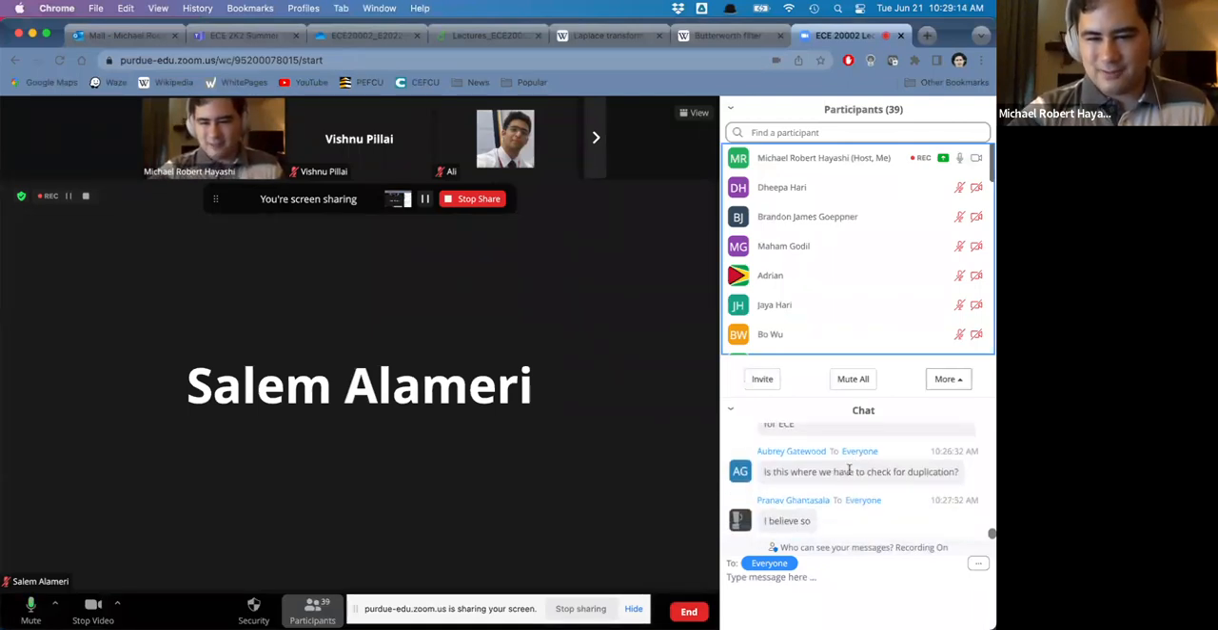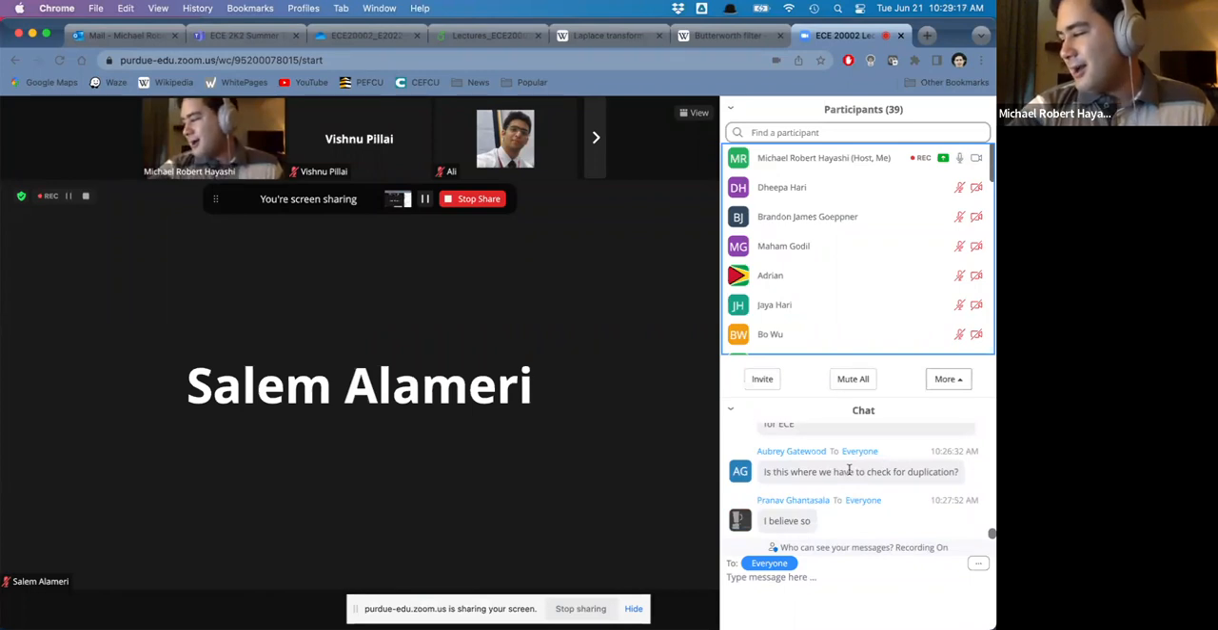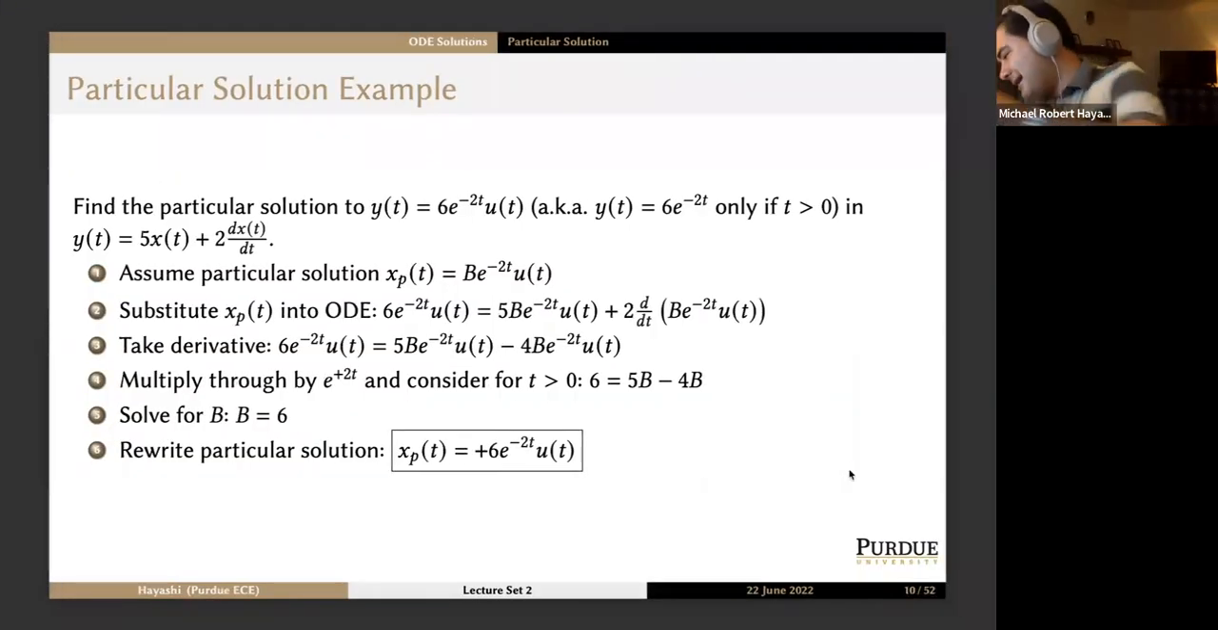Is this where we have to check for duplication? Yeah, we would have to check for duplication of a functional form that matches the root of a characteristic equation. We're getting to that. So everything is only mostly true. But on slide 11, we'll get to how to handle that case. Things are still mostly true.